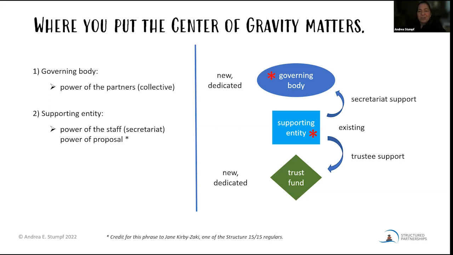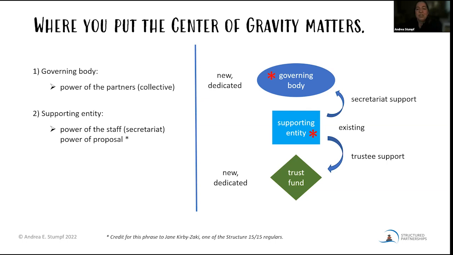And we have Jane Kirby-Zaki with us today. So I'm very pleased to also say this is a good place to mention the power of proposal, which is the term that you introduced to us, Jane, in a prior session. Of course, power of proposal meaning project proposals for funding allocations or a draft strategy for the governing body to approve. It's this idea that the source of content can also effectively become a center of gravity, and that this power of proposal plays into having the supporting entity be the center of gravity.